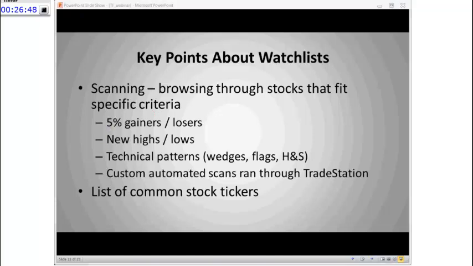And through there, we pick out basically the low-hanging fruit. We say, okay, which ones, according to volume and according to the patterns, look like they have the highest probability to pop the next day. We also run some custom scans through TradeStation, and we have a list of common tickers that we know are in play right now, right?